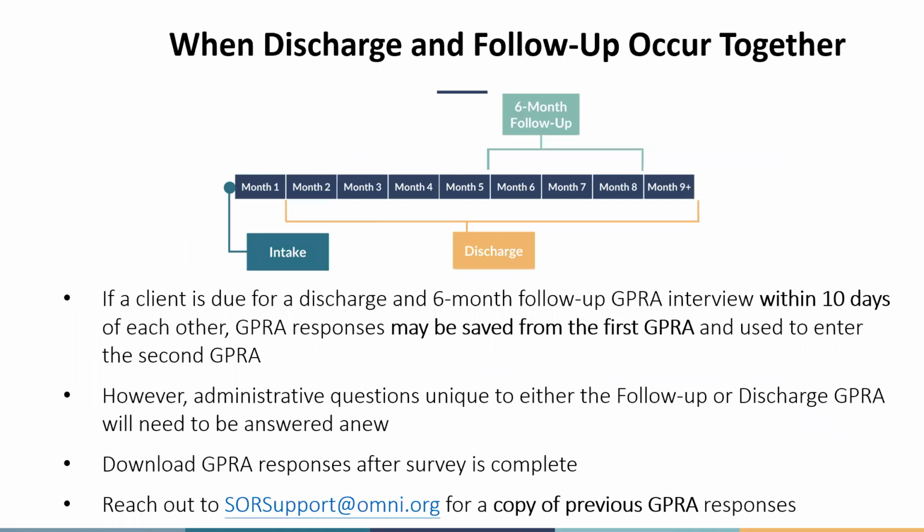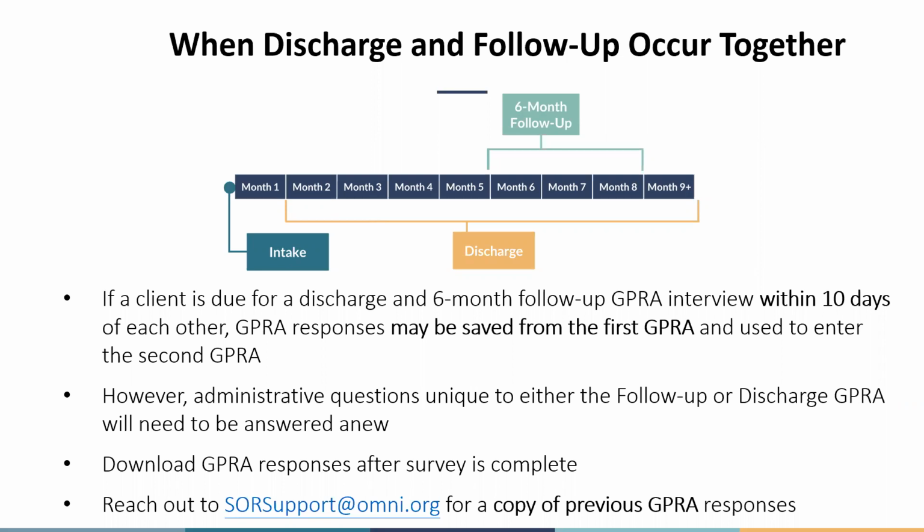So here's one scenario that you may or may not encounter. It does happen sometimes: when a discharge and a follow-up occur together or very close in time. If a client is discharged during their follow-up window, you can use the same interview GPRA portion for both surveys. If a client is due for a discharge and a 6-month follow-up within 10 days of each other, the GPRA responses from the first GPRA, whichever that is, may be saved and used for the second GPRA.